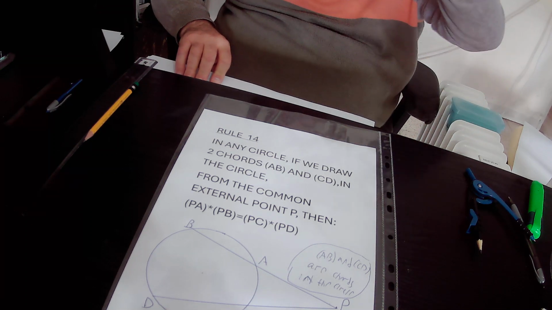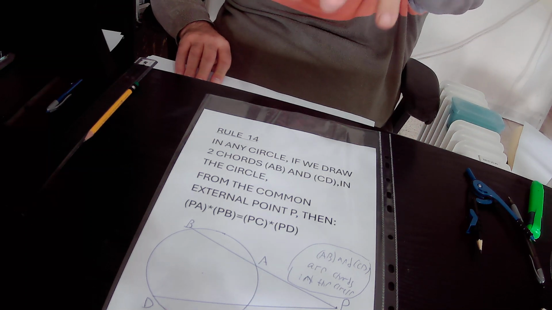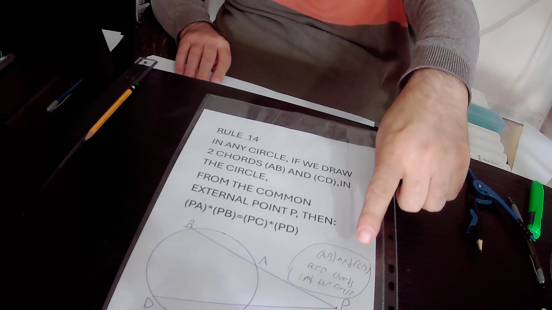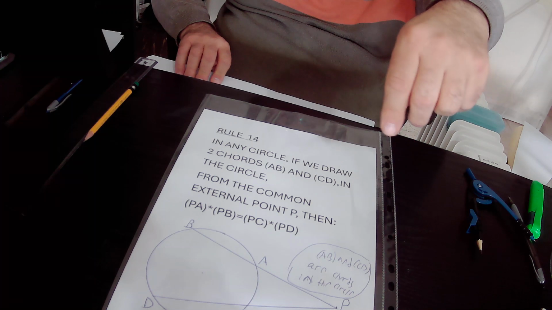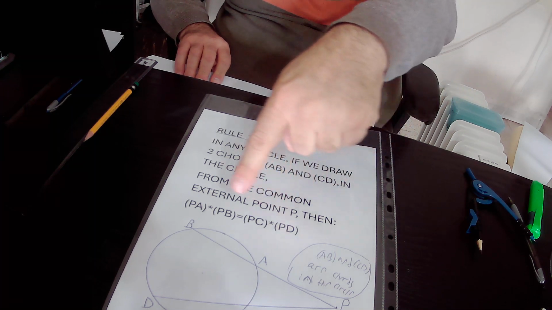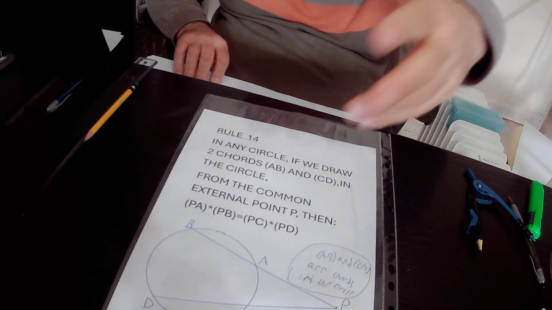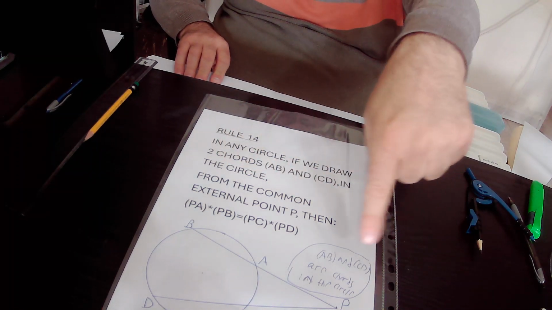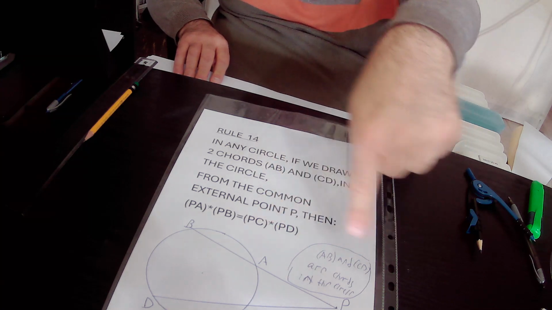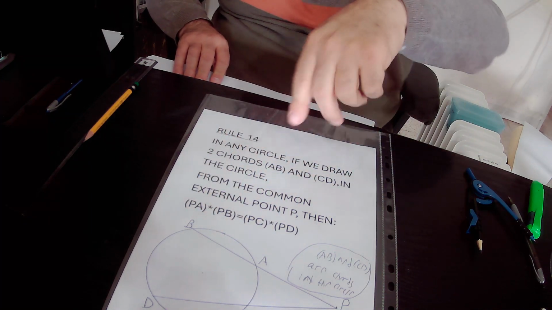So here we have in the drawing a circle, and we have the common external point, point P. From point P, we draw two chords inside this circle, chord AB and chord CD. So in this drawing, the following equation is true: PA times PB equals PC times PD. Again, PA times PB equals PC times PD. We can actually implement rule number 14 in our drawing.